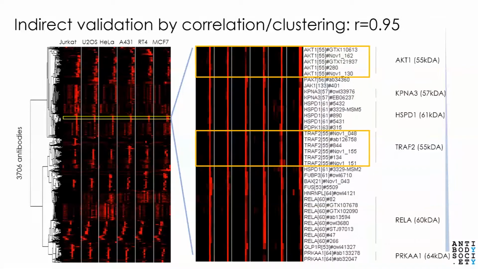And as you can see here, antibodies to AKT1 cluster together and away from antibodies to CRAF2, even though both types of antibodies bind 55 kilodalton proteins that are broadly expressed. So what this shows is that antibody reactivity patterns that are only slightly different can be recognized according to their specificity using computer algorithms.